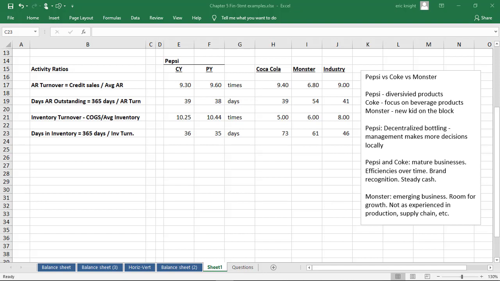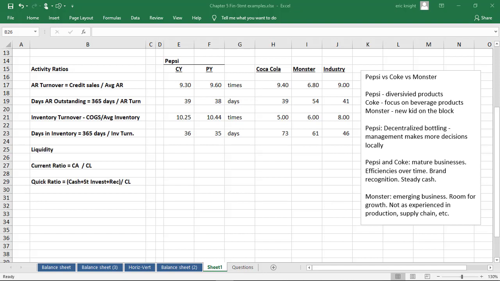So you can see Pepsi is keeping its products on the shelves about 35, 36 days, and Coke is much longer, 73 days, and then Monster 61. Now the industry shows that Pepsi's beating the industry, and Coke and Monster are definitely lagging behind. So this kind of now gives us a feel for that ratio. I mean, all these ratios are just numbers until we put them into perspective, right?